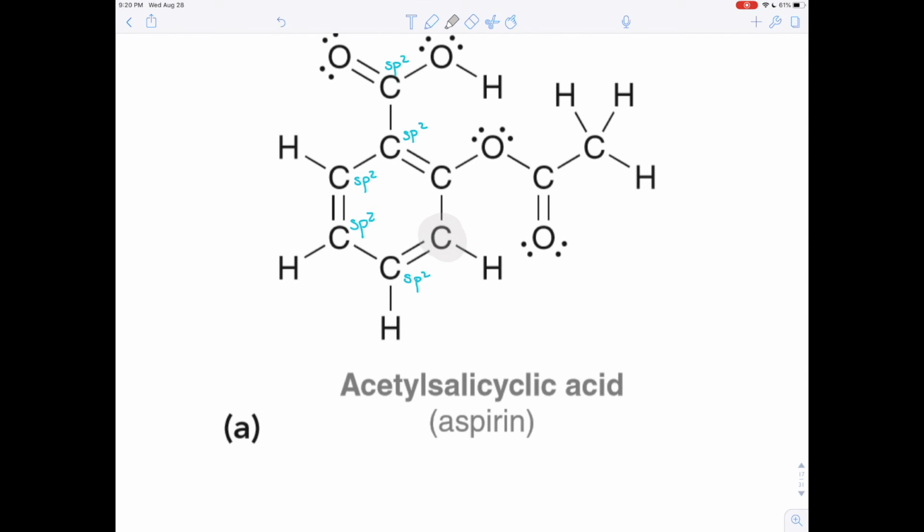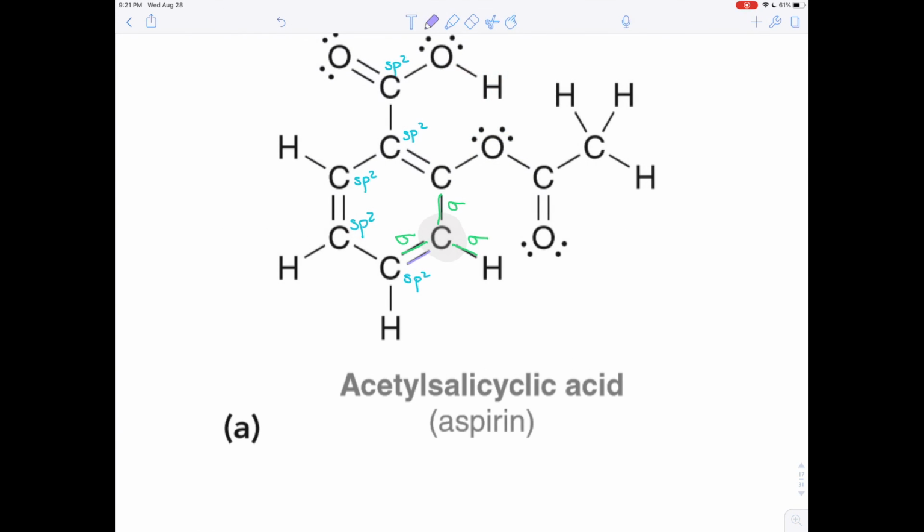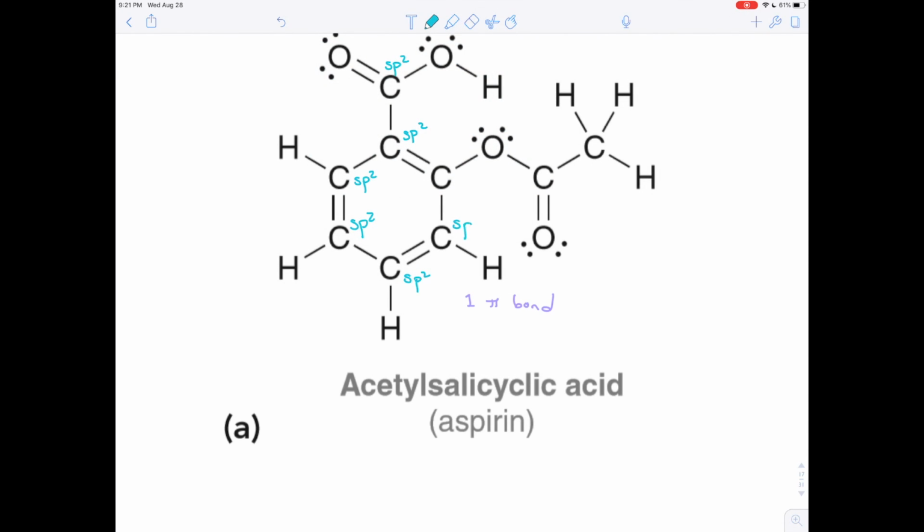We can look at the next carbon. The first bond you form between two atoms is a sigma bond. Every bond after that first bond is a pi bond. So here we only have one pi bond. If you have one pi bond, as we've seen in all of the other carbons so far, then that atom is sp2 hybridized.